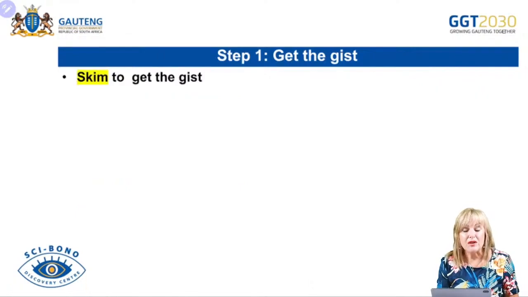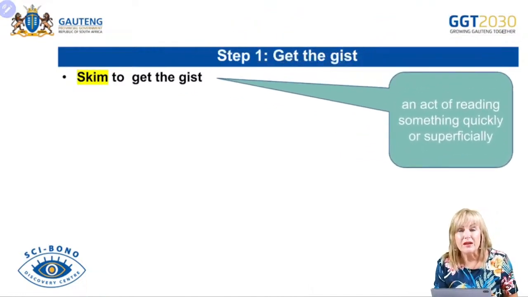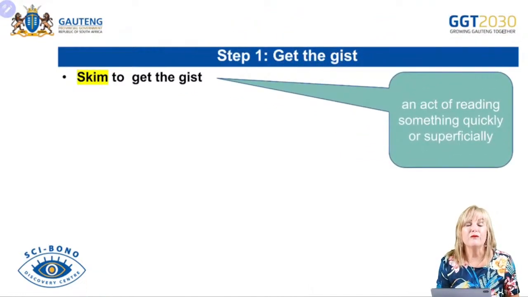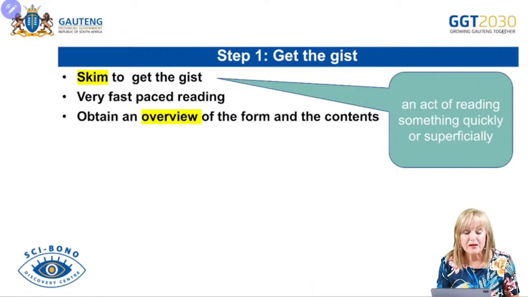Now, when you get the gist, you just skim it. When we skim read, we just go through it quickly with our eyes. It means it's the act of reading something quickly and superficially. So you don't sit there and read it intensively. You just read it quickly. It's a very fast pace that you use.